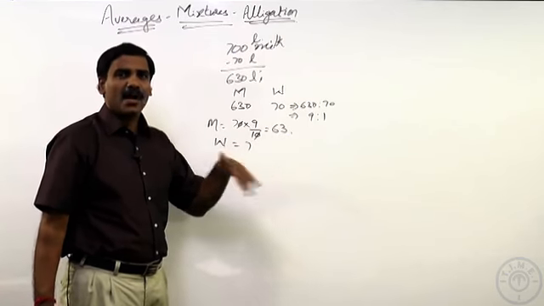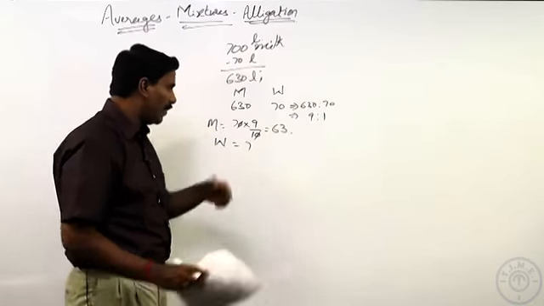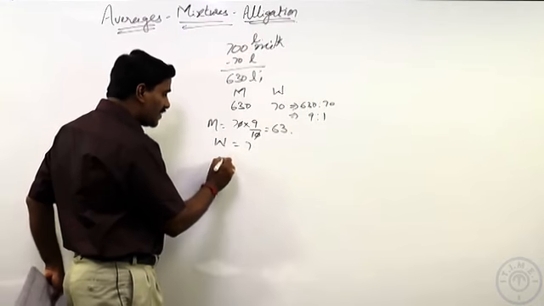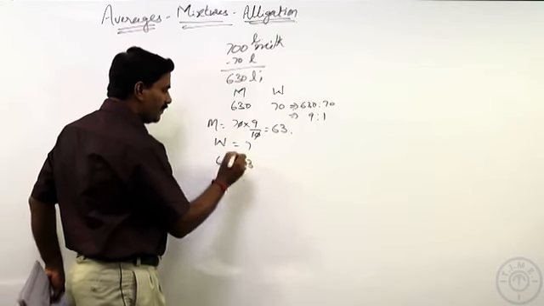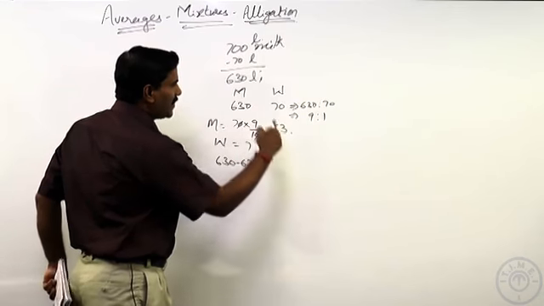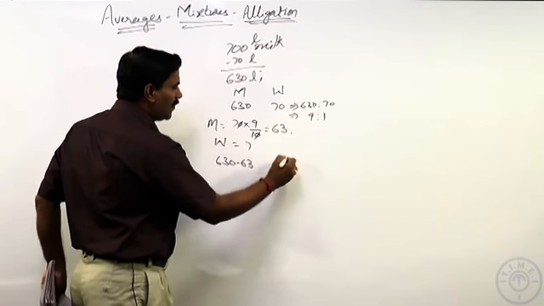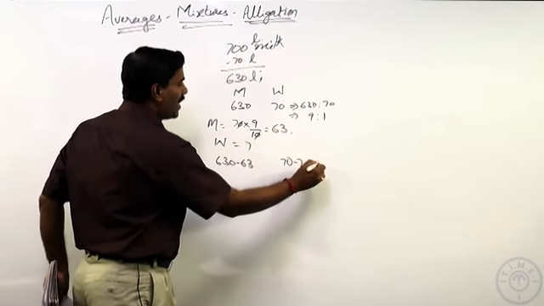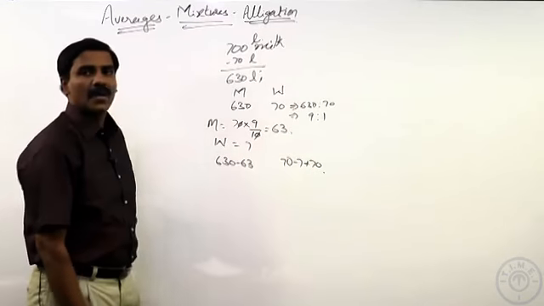So if you are adding now 70 liters of water, out of 630, 63 is gone, and now 70 liters of water is there, out of that 7 liters is gone, but again we are adding back 70 liters of water.